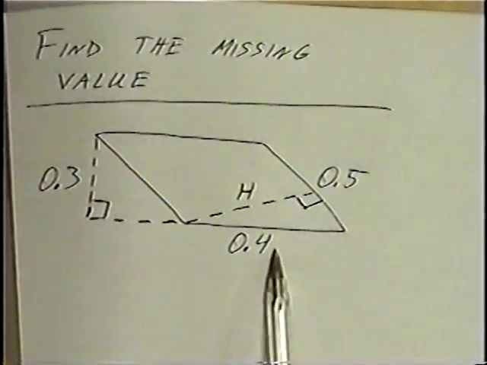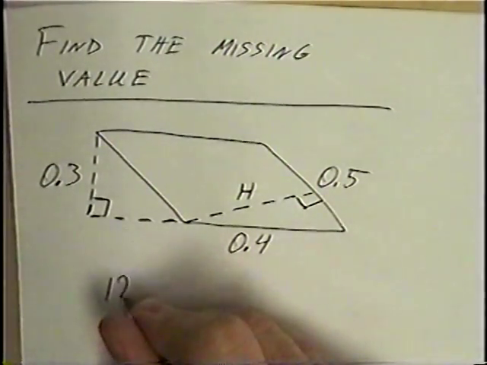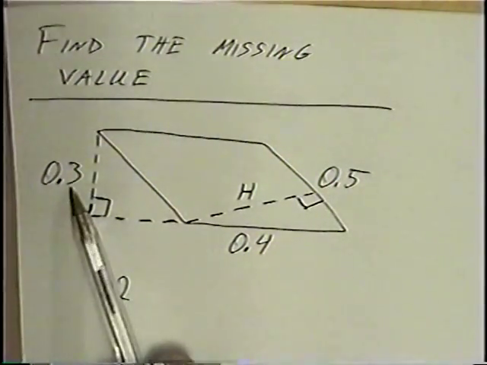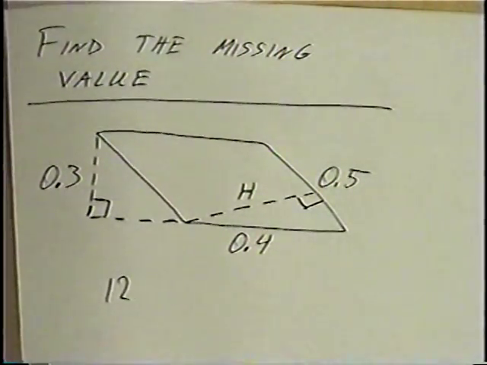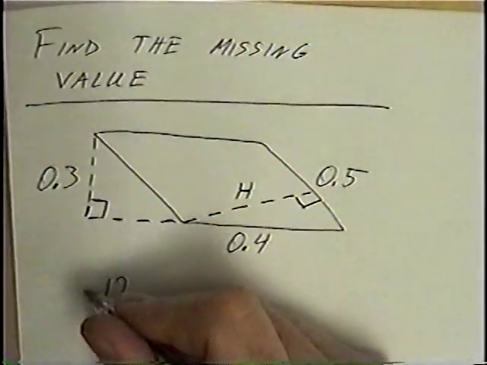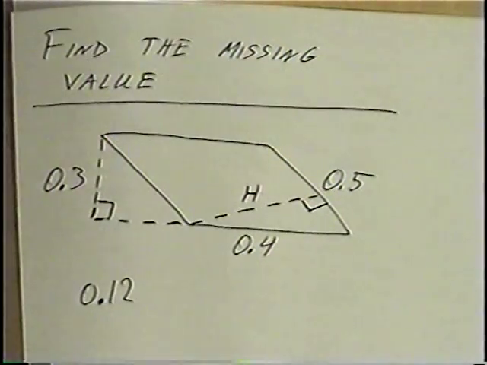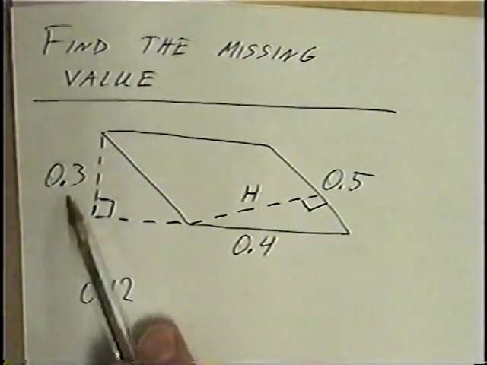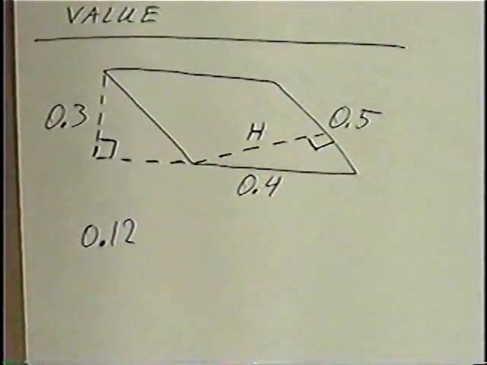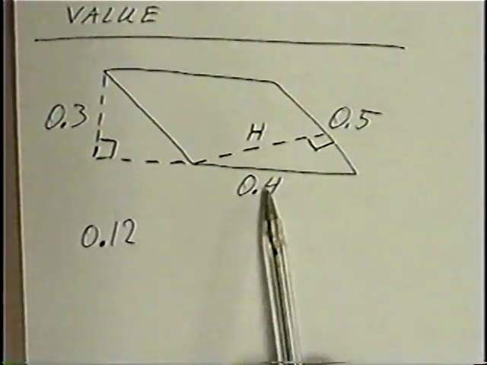If you multiply 3 times 4, that would be 12. Each side has one decimal, so there are 2 decimal places together, which means our answer should have 2 decimals, which would be 0.12. So 0.4 times 0.3 will be 0.12. That is the area again for the parallelogram.